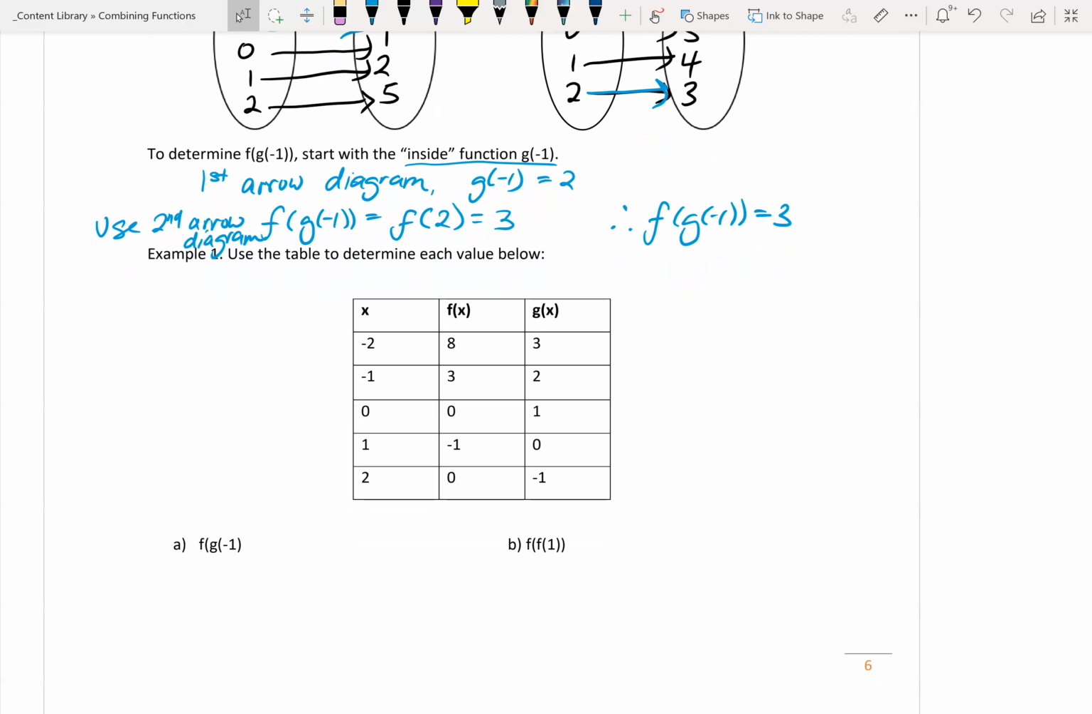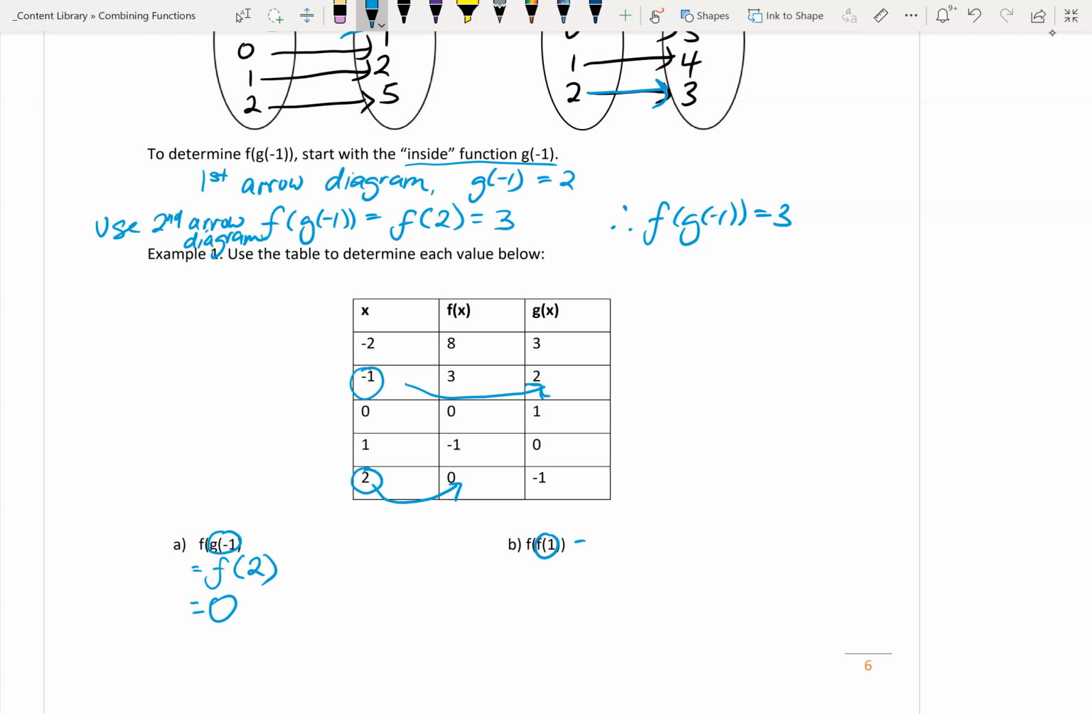Now we can also do this in a table of values. It's very similar. If we're trying to find f of g of -1, we need to find g of -1 first. G of -1, so -1 is here, and I want the g of -1, and according to our chart, that's going to be 2. So I can replace g of -1 with 2. Then I'll evaluate f of 2. So x is equal to 2, and if I put it into f, I'm going to get back 0, and that will be our final answer.